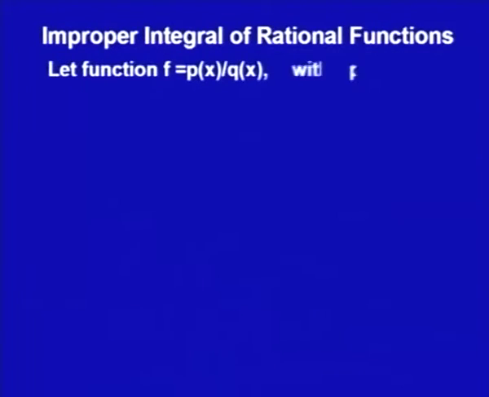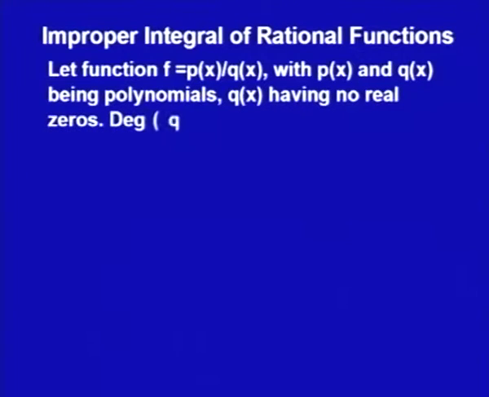So, let the function f(x) be of the form p(x) upon q(x), with p(x) and q(x) both polynomials, and q(x) has no real zero, that is, all its zeros are imaginary. Moreover, we have one more condition that p(x) and q(x) have no common factors, and one more assumption on the degree, that is, the degree of the denominator q is at least 2 higher than the degree of the numerator.